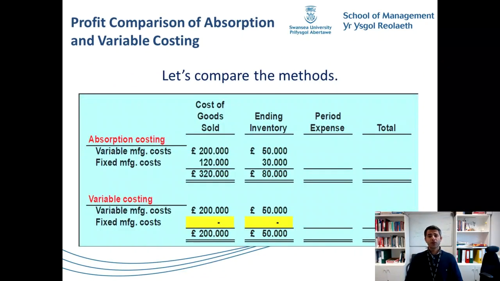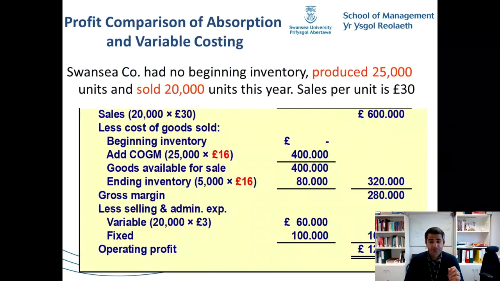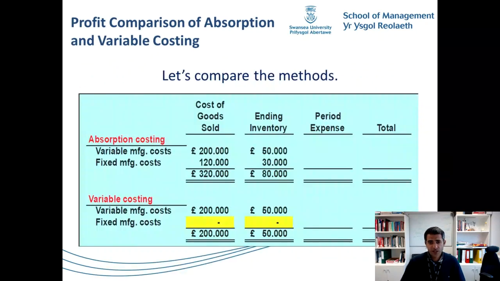So now, let's compare between the two methods here. The first one, the absorption costing, this is only a summary. If you look under absorption costing, we have the cost of goods sold, right? If you go back to the absorption costing, where is it? Yeah, this one. You can see that 320,000 pounds is the cost of goods sold. Now, how is it being divided? Very simple, the 320,000 pounds is divided into the variable element and the fixed element.